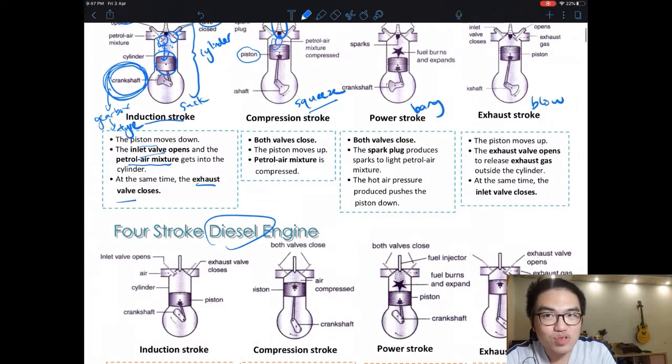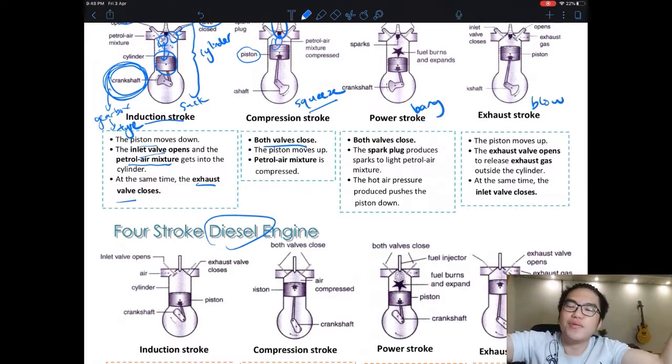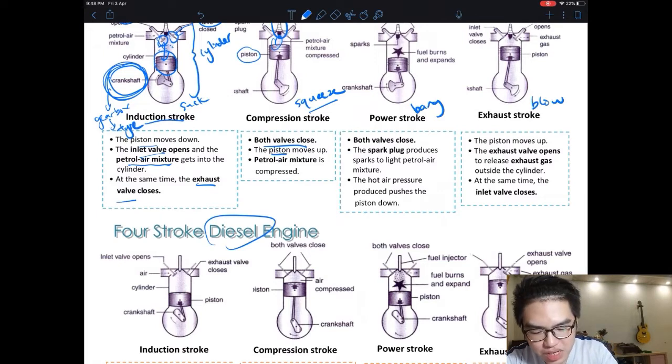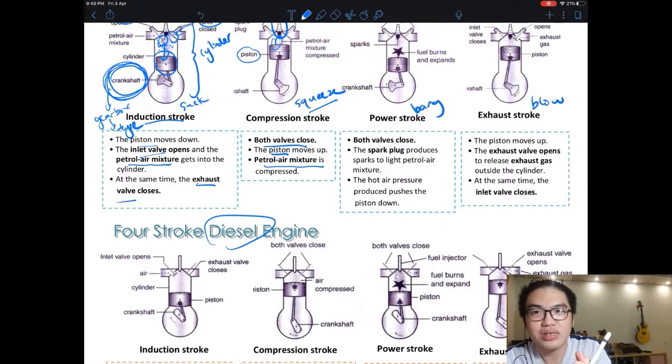So now I need to squeeze it. I need to close both valves. If one of them is open when I push it, the mixture is going to go away. So I need to close the valves, and then the piston will move up, because you need to squeeze, and then the petrol air mixture is compressed. Suck, and then squeeze, and then bang.